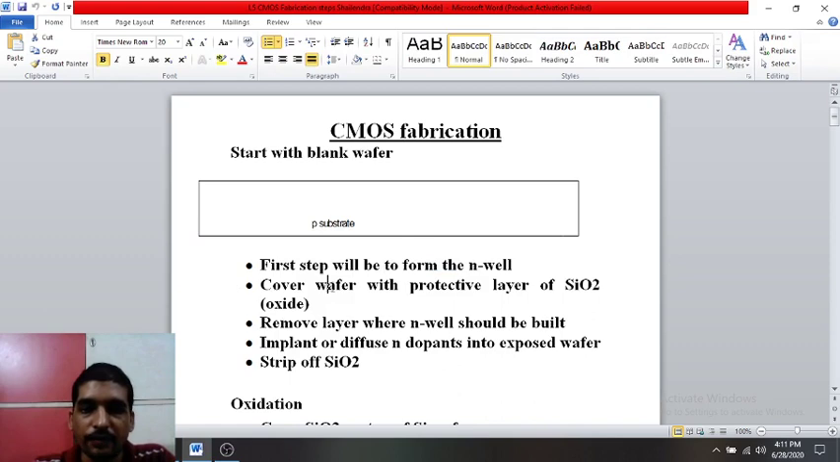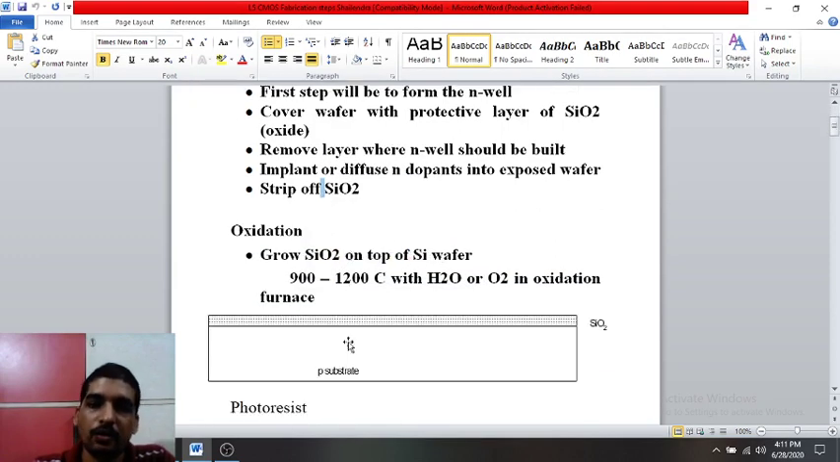Okay, first of all we will cover the wafer with a protective layer of SiO2, as I said a few minutes before, that first we should cover with the thick oxide. Remove the layer where the N well should be built. Okay, implant or diffuse N dopants into the exposed wafer and strip off SiO2 from the areas where it is not required. So the first step is oxidation.